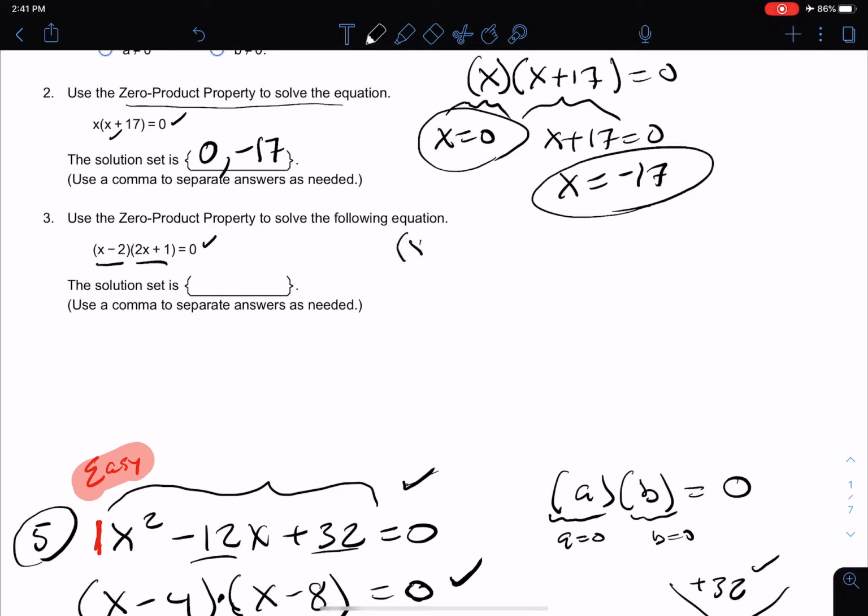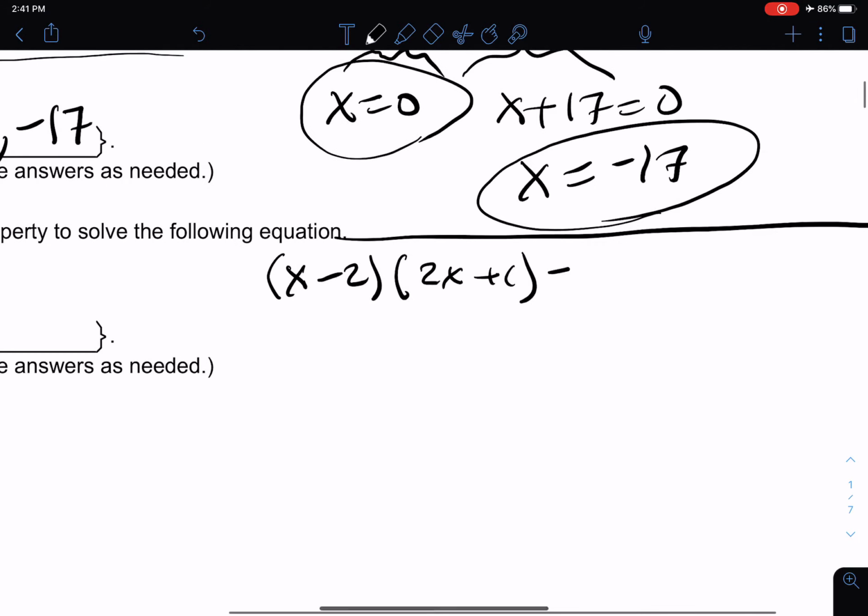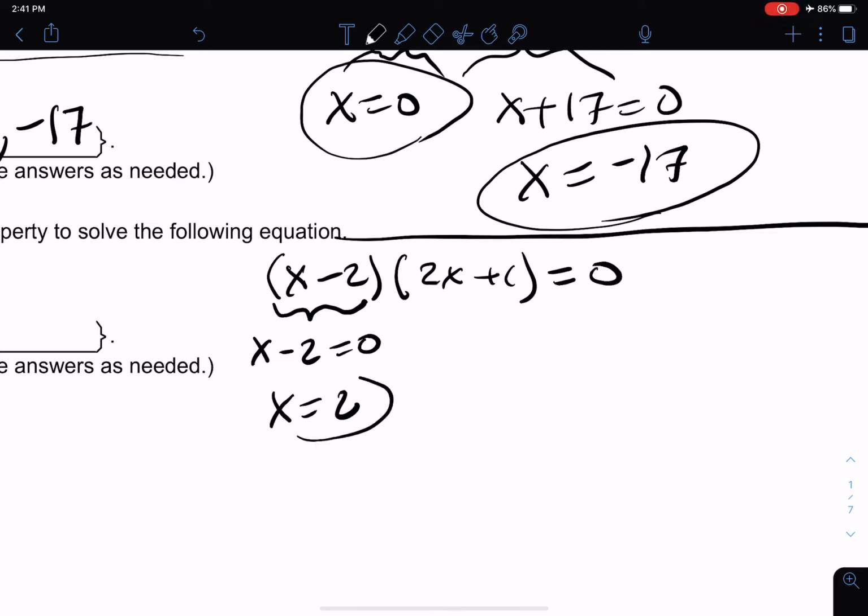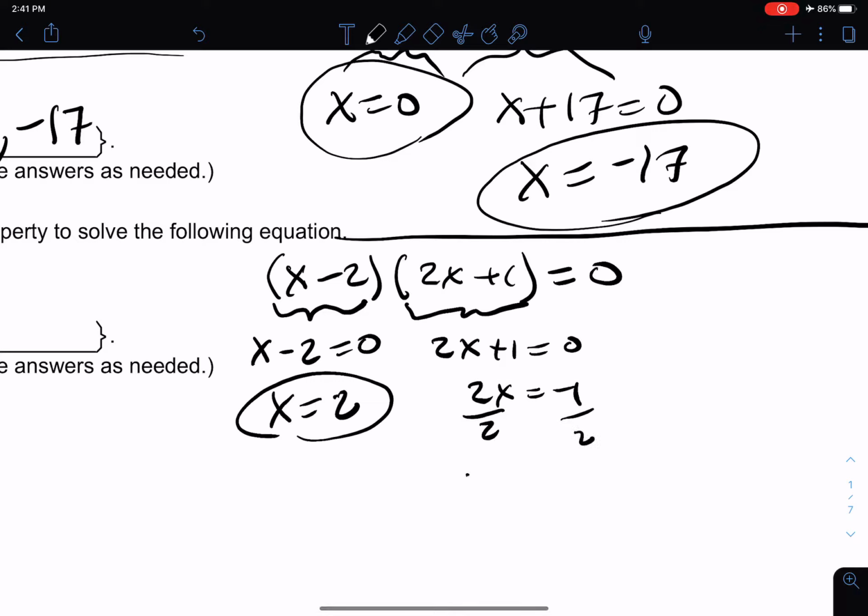Basically, I'm going to write it down again. We have x minus 2 times the quantity 2x plus 1, and that equals 0. So using the zero factor property, this means that x minus 2 equals 0, so x equals 2. Or, the zero factor property says the other factor, 2x plus 1, must equal 0. Subtract 1, 2x equals negative 1. Divide by 2, and therefore x equals negative 1/2.